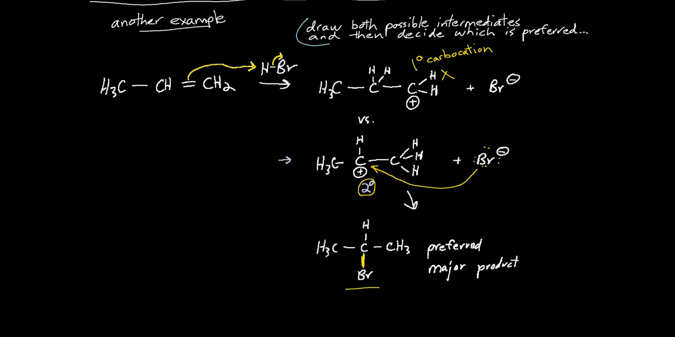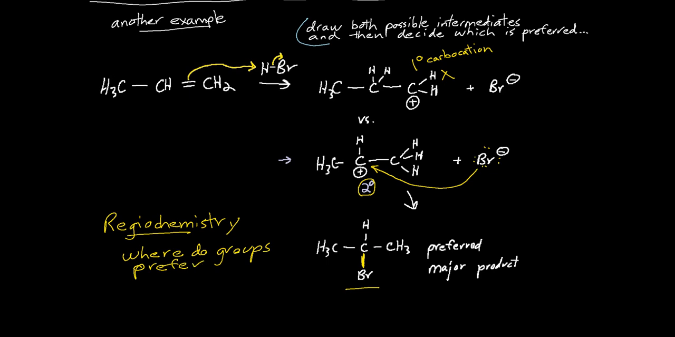So we have a new word to introduce here at the end, regiochemistry. Regiochemistry is where do groups add, preferably. Actually, broadly speaking, regiochemistry is from like the word region. It's like where do things go? Where do things leave from? Where do things go to in reaction chemistry? So we know what stereochemistry is. Now we have the term regiochemistry.